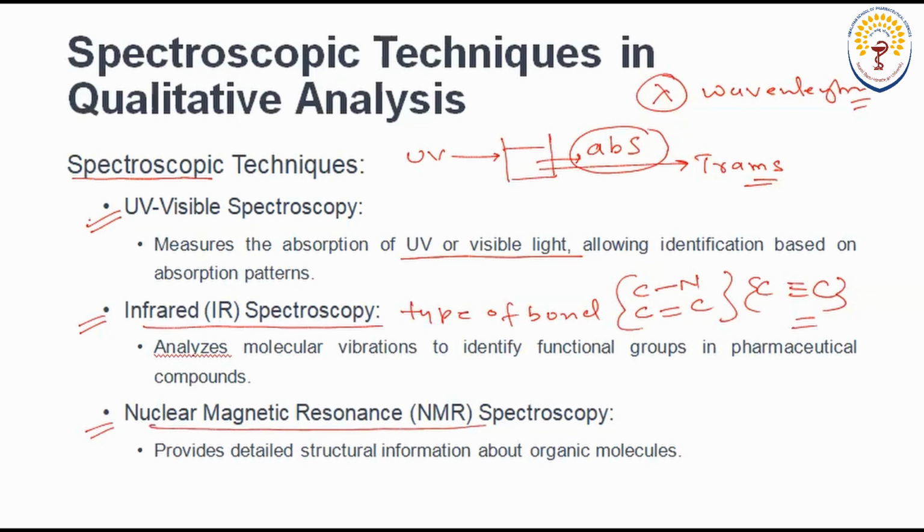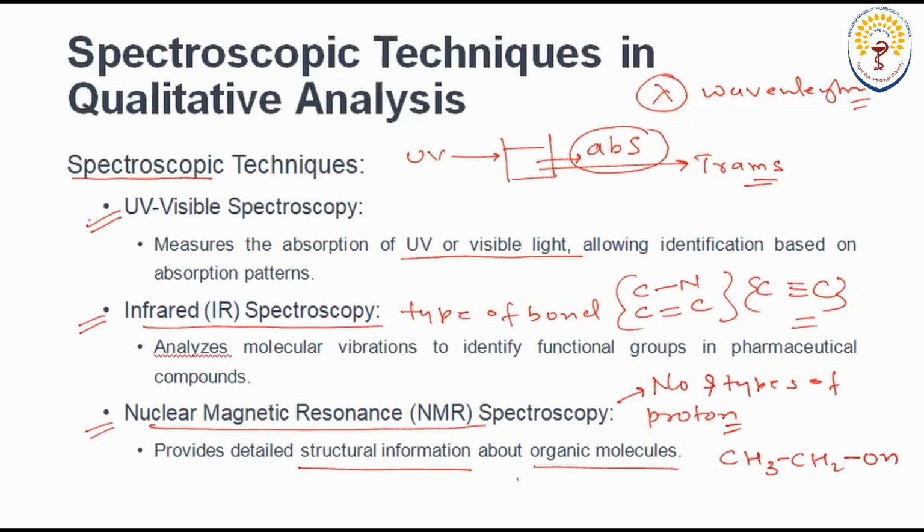Now nuclear magnetic resonance spectroscopy basically tells us about the structural information of the molecule. And what kind of structural information? It gives us the number and types of protons. Most of the time we deal with the number and type of protons. For example, in ethanol, CH3CH2OH, we have three kinds of protons. Three protons are of the methyl type, 2 protons are of the methylene group type, and 1 proton is the OH group. So the number and types of protons are identified by nuclear magnetic resonance spectroscopy.